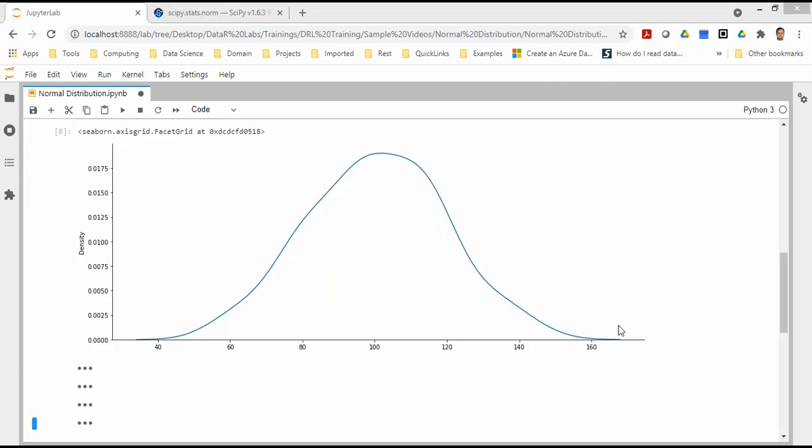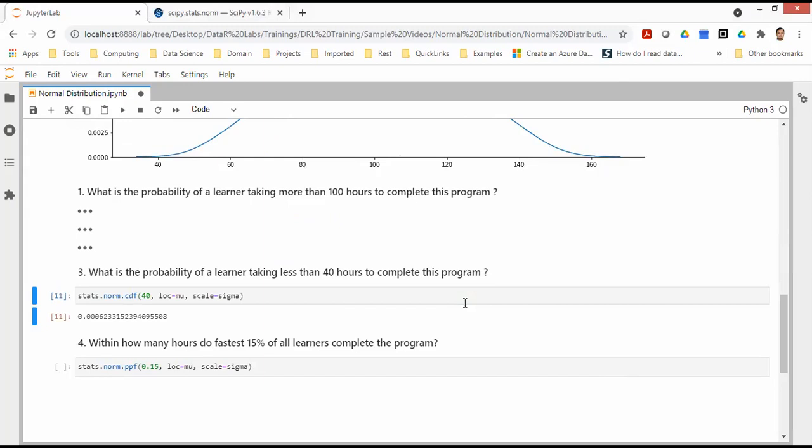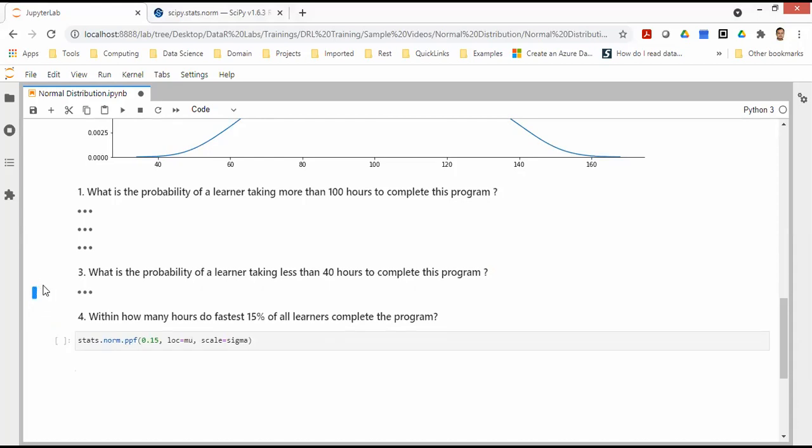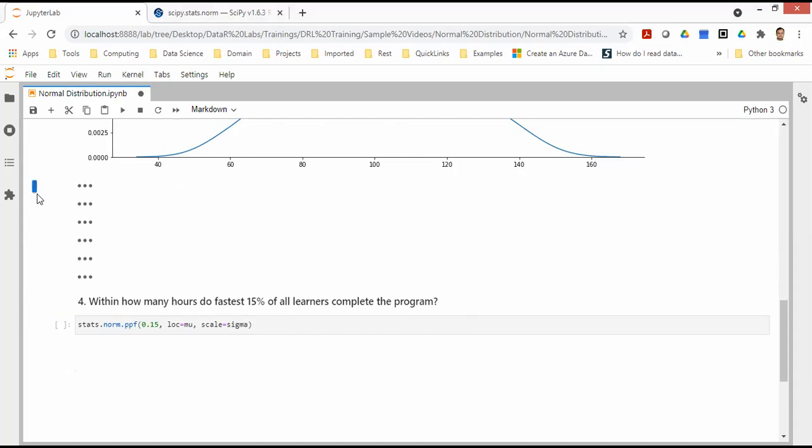So let's calculate this area using my CDF function. And as expected, the area comes out to be very, very small, which means the probability of this event, a learner completing the entire program within 40 hours, is 0.0006, very, very tiny. Now with this, we are able to cover the CDF function.